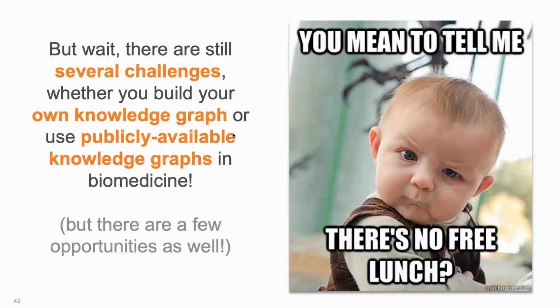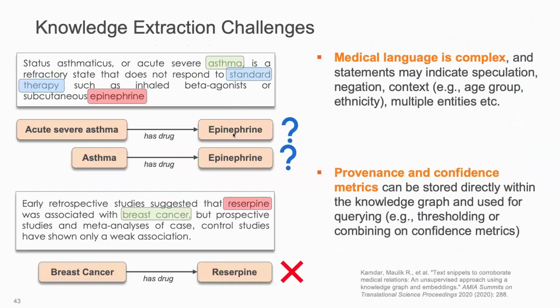But there are a few more challenges that I wanted to walk through, whether you are developing your own knowledge graph or using some of the publicly available knowledge graphs on the linked open data cloud in biomedicine. And there is no free lunch, obviously. So the first challenge is about knowledge extraction. Medical language is very complex, and there might be statements in a medical textbook or a guideline that can indicate speculation, negation, and context. So for example, context around a particular age group or an ethnicity or multiple entities.